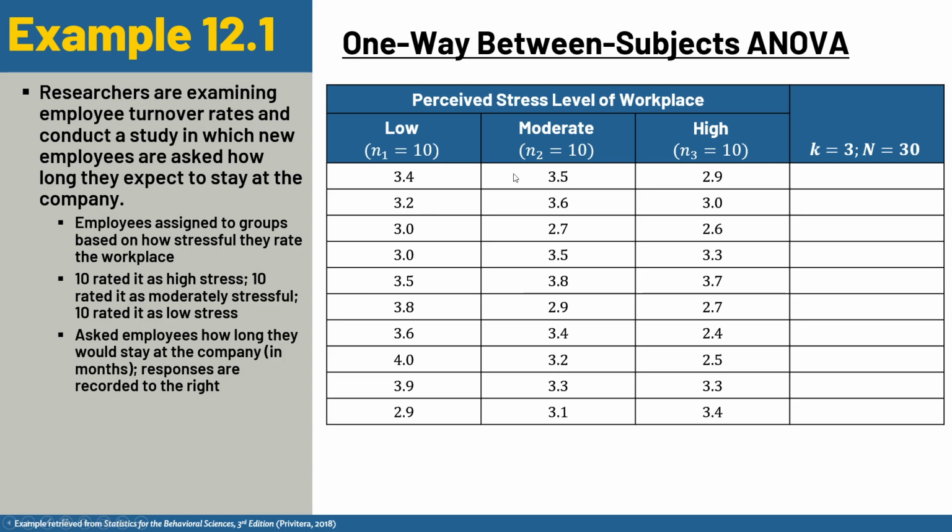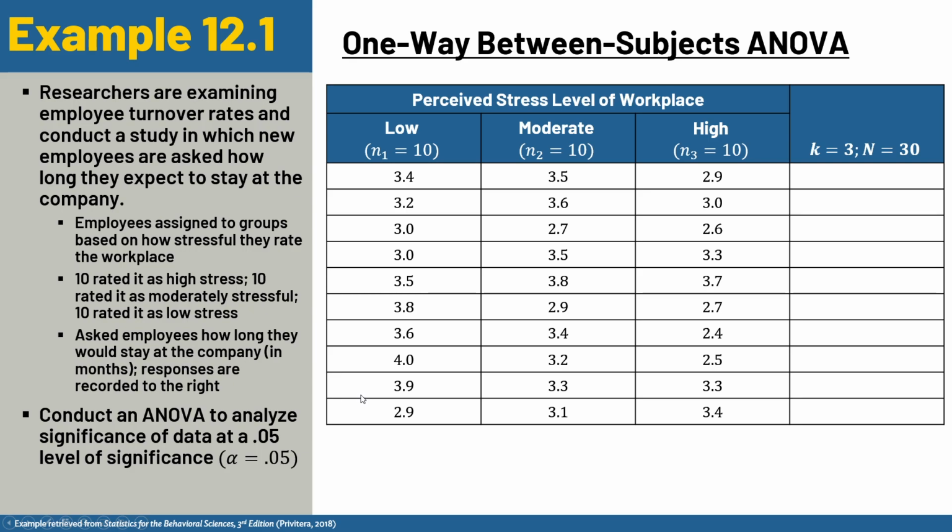And the responses are recorded at the right. So you can see people who are rated as low stress, moderate stress, and high stress. You can see here the n for each group is 10. So then our total sample size is 30. We have k equals 3, or 3 groups. And we want to conduct an ANOVA to analyze significance at alpha 0.05.